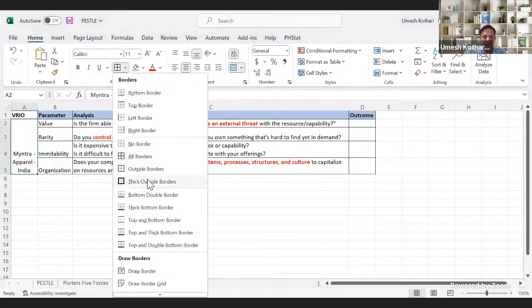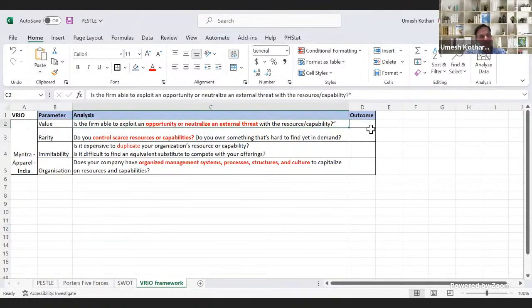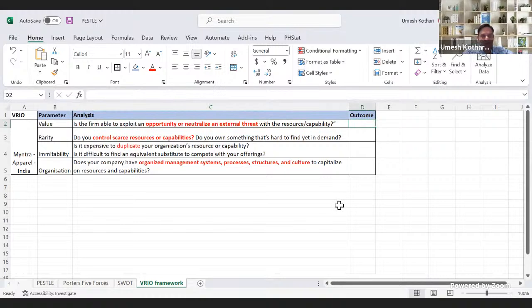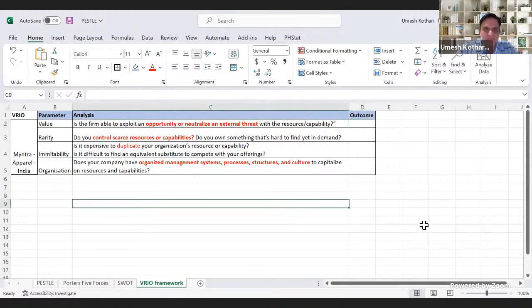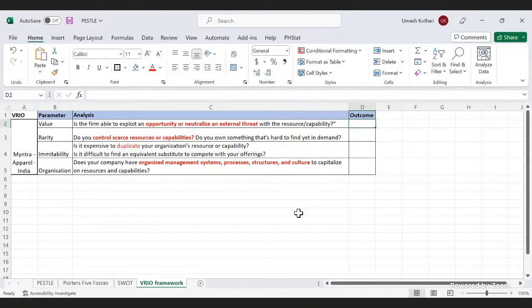So on the value proposition, guys, answering the first question, I normally would want to put it exactly in the same order. So value, the question being, is the firm able to exploit an opportunity or neutralize an external threat with the resources and capability? And what would people say is the answer to this question? In the sense, does the firm offer value? Anybody here? Yes, Vishwat.